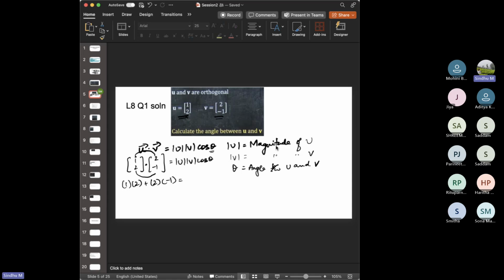And this is basically 2 plus minus 2, so it will be 0. And we know that these two values are not 0. So this value is not 0. So this cos theta has to be 0, or theta equals 90 degrees. So the angle between u and v is 90 degrees. This is the final answer. I hope it's clear to all. Does anyone have any questions?